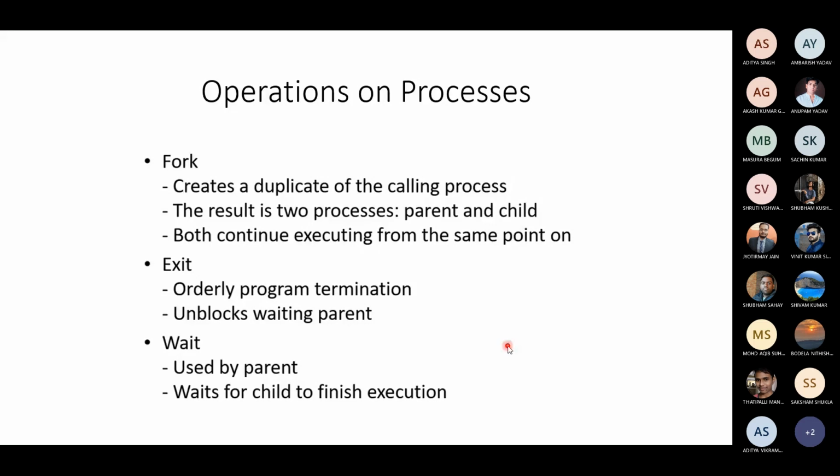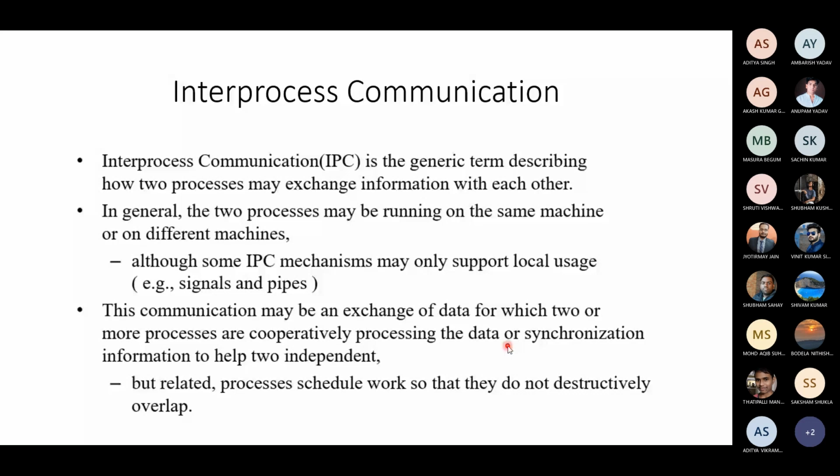Yes, sir. Okay. So inter-process communication is one of the important concepts. We will not finish this today, but we will just give a brief idea. We'll discuss it in the next class. Inter-process communication is how a process will communicate with another process, how two processes will exchange information with each other. It is a generic term describing how two processes exchange information. Two processes may be running on the same machine or on different machines.